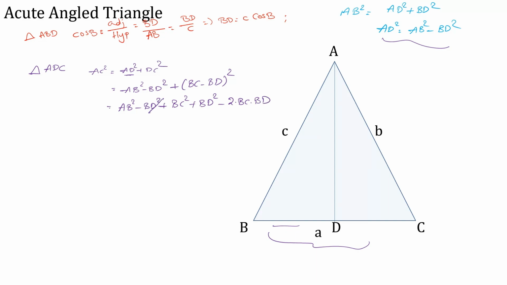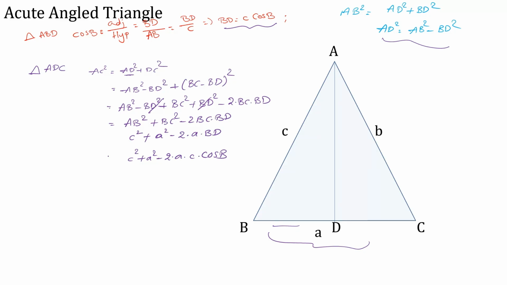Now this BD square and BD square will get cancelled out. AB square plus BC square minus 2 BC BD. AB can also be written as small c. So this is small c square plus BC, which is small a, square minus 2 into BC, again small a, into BD. But here we have BD is equal to c cos B. We'll substitute that. So c square plus a square minus 2 into a into c into cos B.